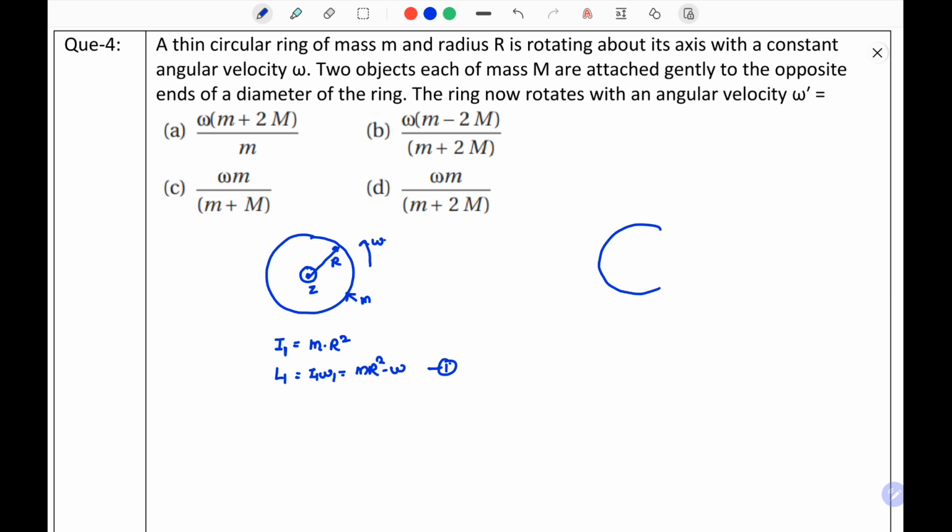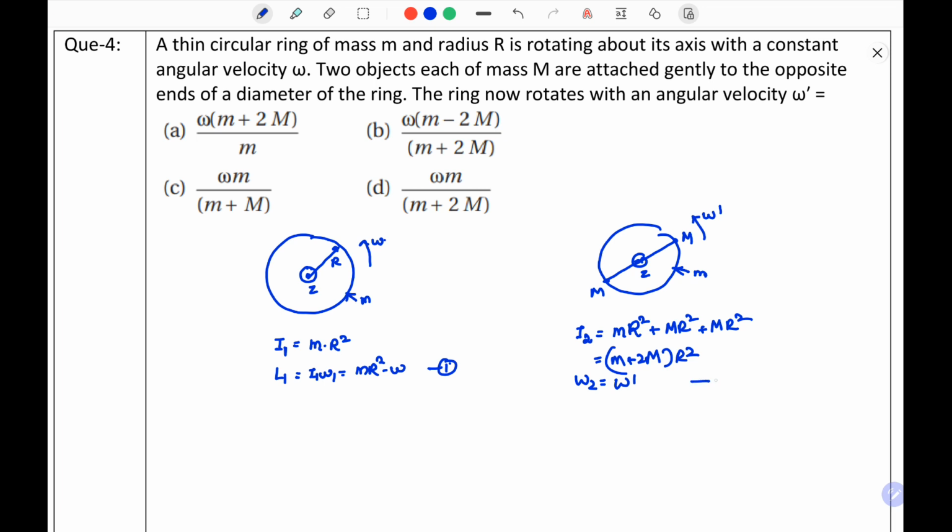In second case, if there are mass bodies at the opposite ends of the diameter, small m is the mass of the ring, and now it rotates with angular velocity omega dash. So moment of inertia in second case will be equal to moment of inertia of the ring, this is m into capital R square, plus moment of inertia of the attached bodies, where z axis is the axis of rotation, plus capital M into r square. So it is equal to m plus 2 capital M into r square, and omega 2 is omega dash.